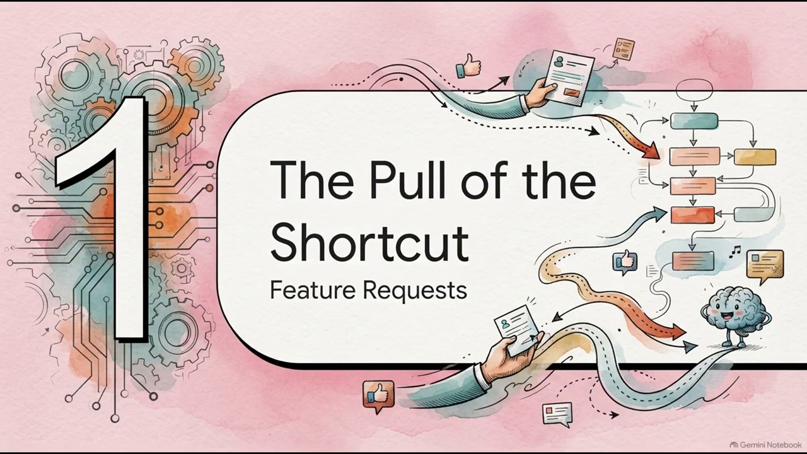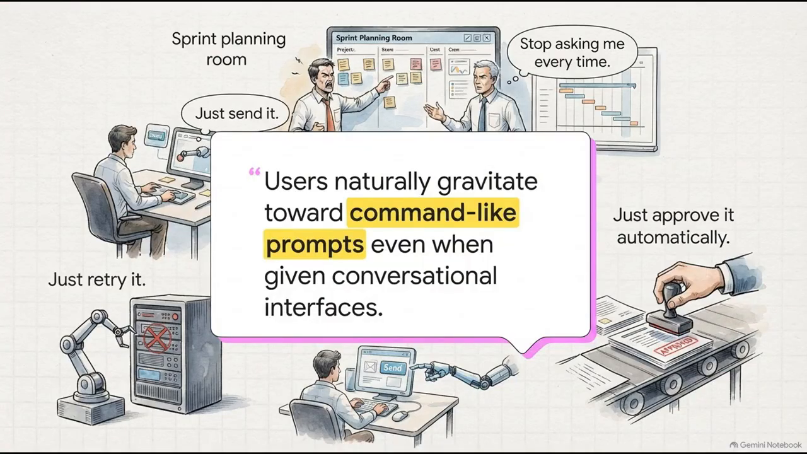All right, part one, the pull of the shortcut. You've absolutely heard these exact phrases in your sprint planning. Just send it. Just retry it. Stop asking me every time. Or my personal favorite, just approve it automatically. Now, it is super important to remember that users aren't intentionally asking for unsafe AI. They really aren't trying to cause a system meltdown. They're just asking for less friction in their everyday workflows.